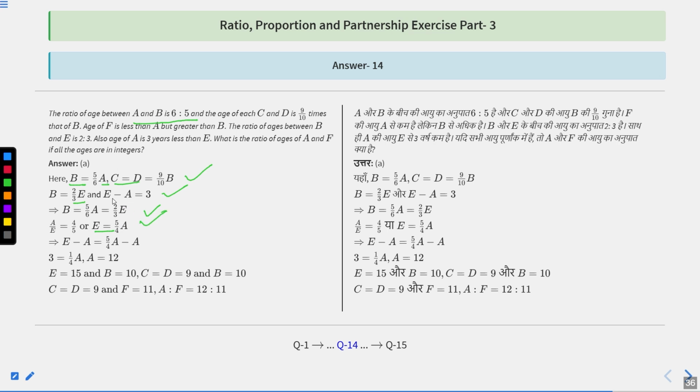Now we use this equation, E minus A equals 3. So in the place of E we write 5/4 of A minus A. So we can calculate the value of A, which is 12. Now we put the value of A, we get the values of B, C, D and E. So E is 15, B is 10, C and D both are equal, so they are 9, and F is 11. So ratio between A and F equals 12:11. So A is the correct answer. Next one.